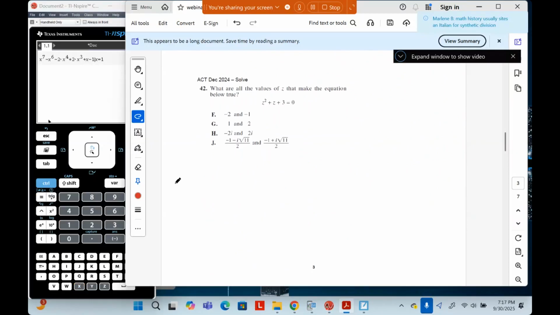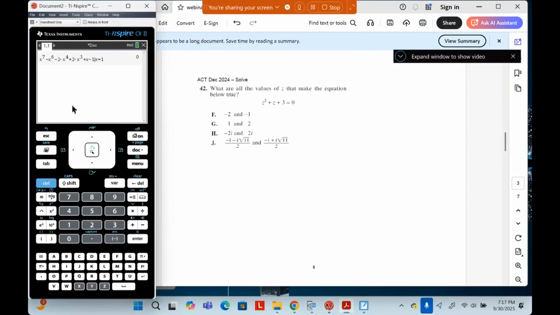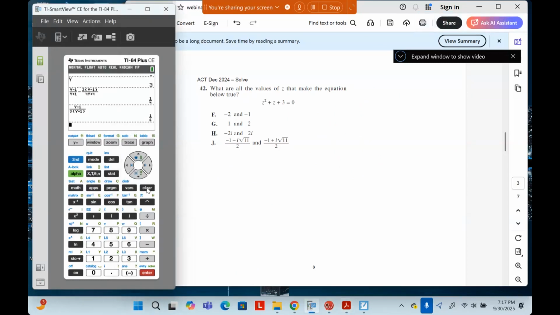Tom, I thought this was fascinating for a number of reasons. I really like the solve command on the 84. If you haven't tried it in a while, let me get to the 84 here. It's the math key, and no math teacher wants you to know where it is, so they hide it at the bottom of the menu. It's math and up arrow 1 to numeric solver.